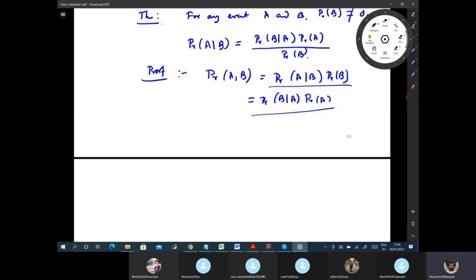Now this theorem has some extensions. So if we have, instead of one B, many B's, that means B1, B2 like this, how will the theorem look? That is also very simple. Let's write this here. It's not very difficult.